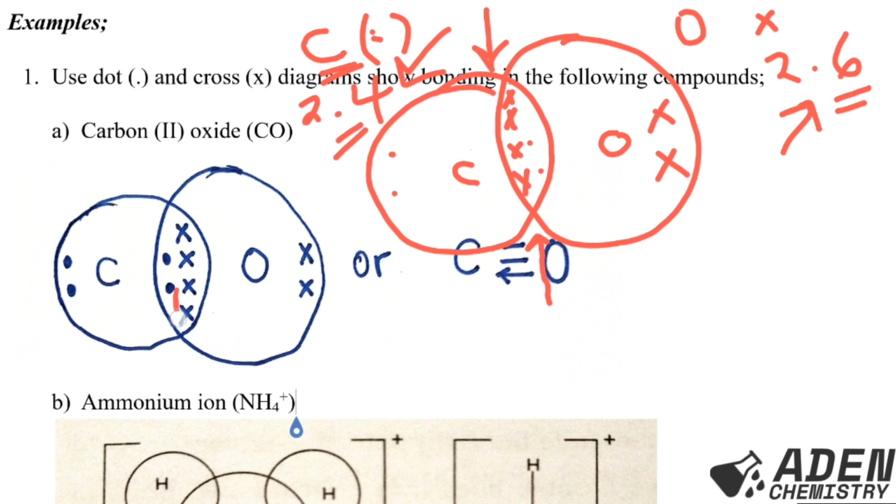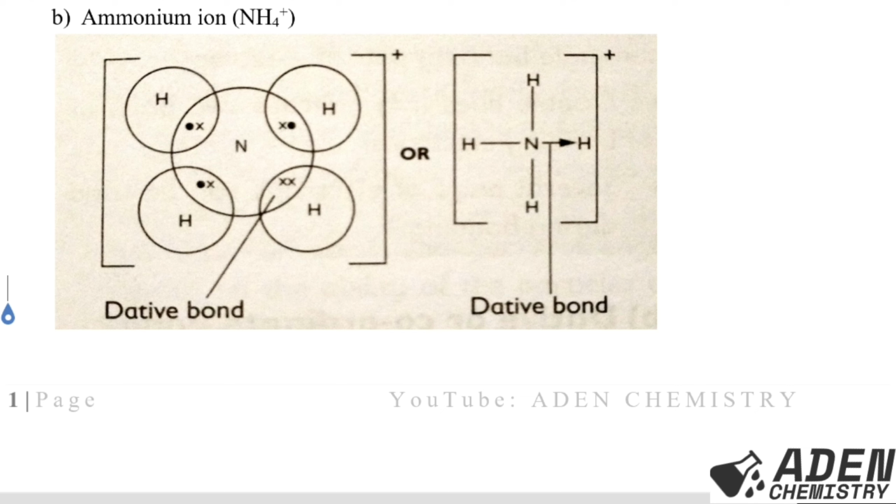So that means these 2 crosses are from oxygen because it's oxygen which we have given cross. So the arrow must come from oxygen and it has to head to carbon. So this is the other way that we can show the bonding of carbon monoxide. So we are going to go to part B, ammonium ion. Ammonium ion is written NH4+.